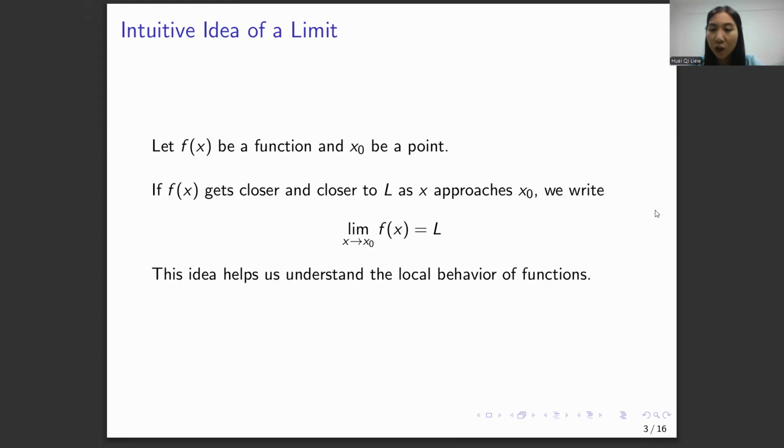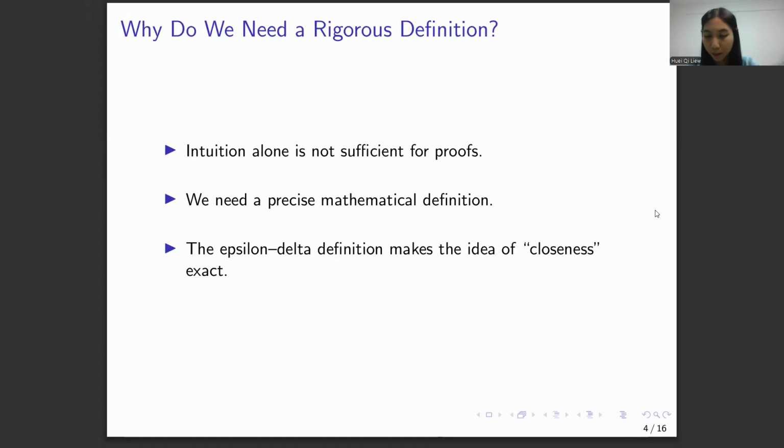Suppose we have a function f(x) and a point x0. If the value of f(x) becomes closer and closer to some number L as x approaches x0, then we say that the limit of f(x) is L. This idea helps us understand the local behavior of a function. However, this intuitive idea is not enough for mathematical proof.